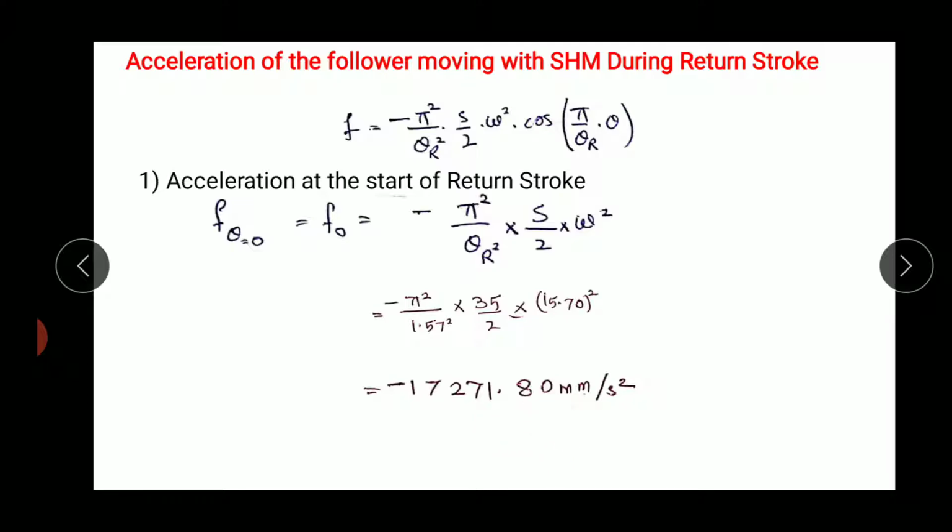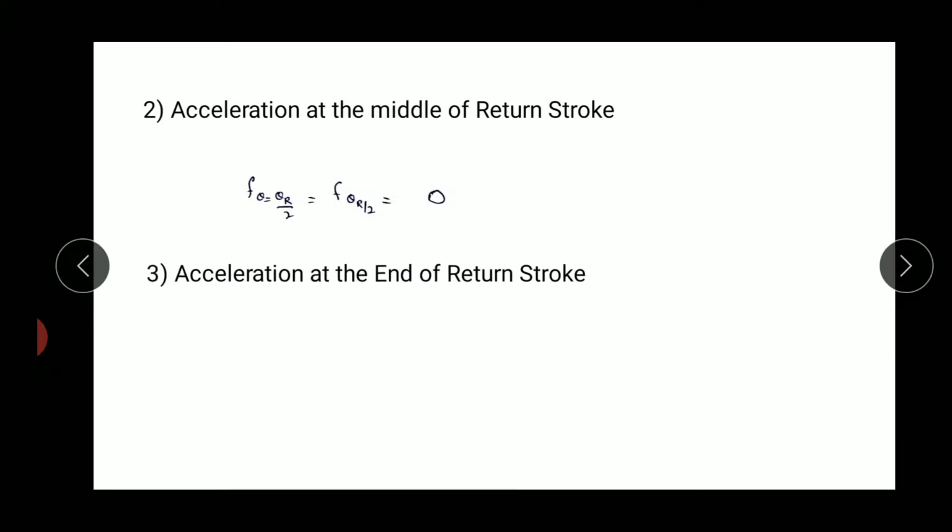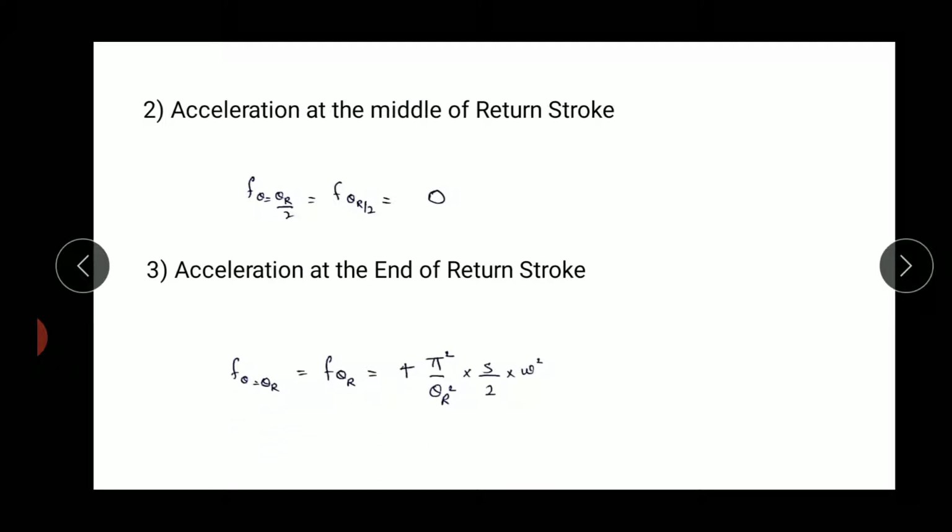17,271.80 mm per second squared, as 35 is in mm, converted into meter per second square. So it is minus 17.271 meter per second square acceleration at the start of return stroke. At the middle of return stroke it will be 0, as we had discussed earlier, and at the end of return stroke it will be the same value as outstroke but with different sign. So it will be positive pi square upon theta r square into s by 2 into omega square. It is plus 17.271 meter per second square.